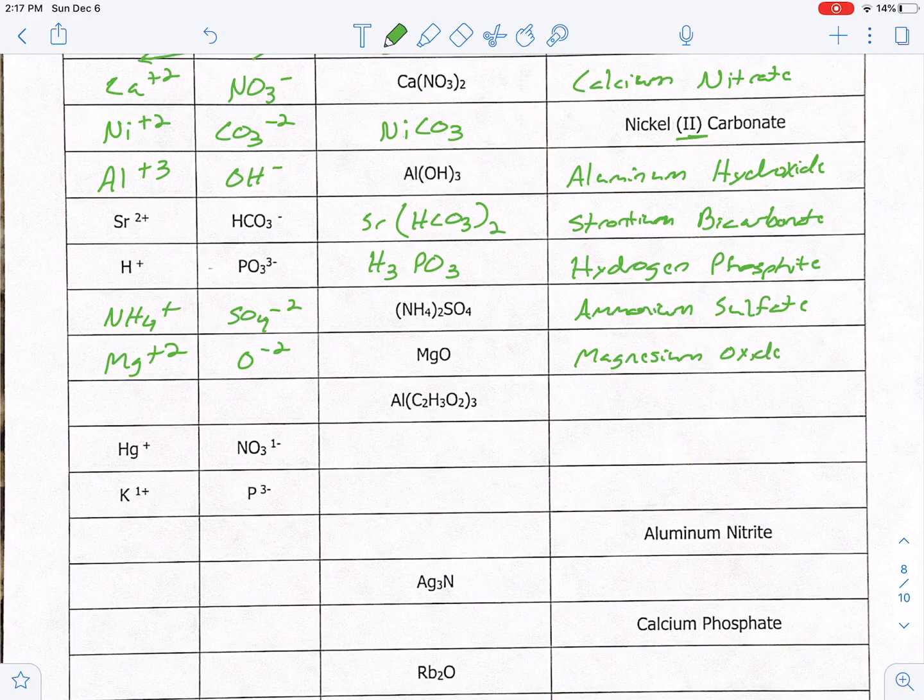Okay, so next one, if you break up the anion first, C2H3O2 is going to have a -1 charge. That is acetate on your polyatomic list. And aluminum is going to have a charge of +3. So this is going to simply be aluminum acetate.